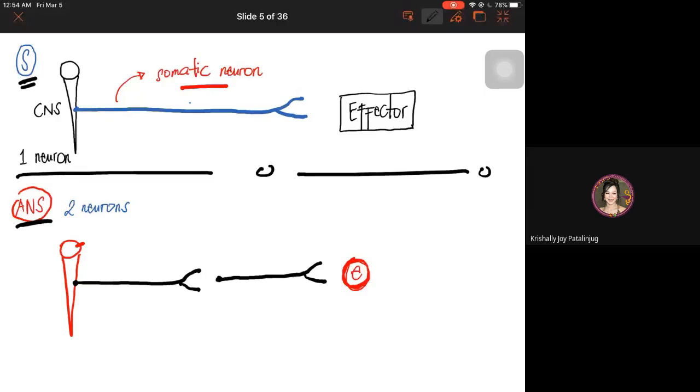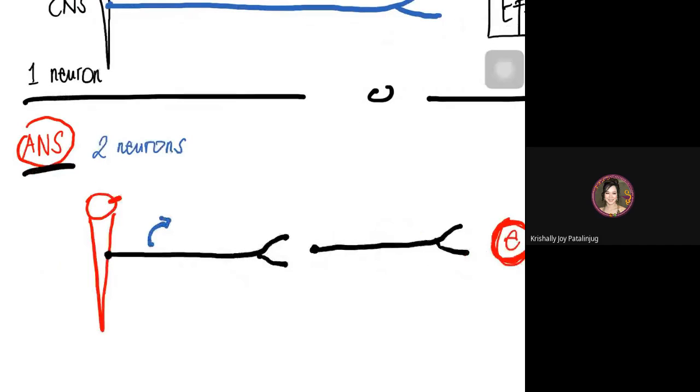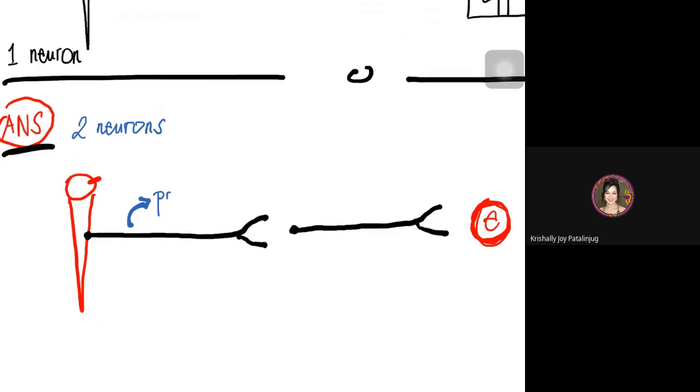So first, yung first neuron, the one that is on the left side, ito. Okay? Itong first neuron na to, this is known as preganglion. Again, yung first neuron, the one that is on the left side or near the CNS, this is known as preganglion.